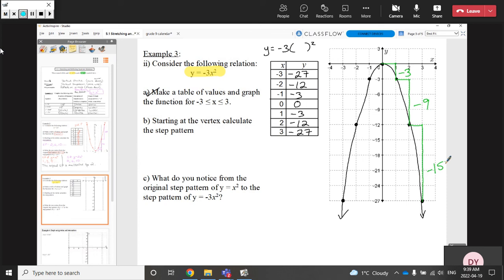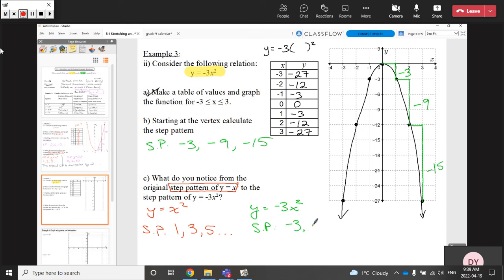So our step pattern here is negative 3, negative 9, negative 15. Now, how does this compare to the original step pattern of y equals x squared? Well, y equals x squared has a step pattern of 1, 3, 5, and then it goes on, of course. And then our step pattern for negative 3x squared is negative 3, negative 9, negative 15, dot, dot, dot.